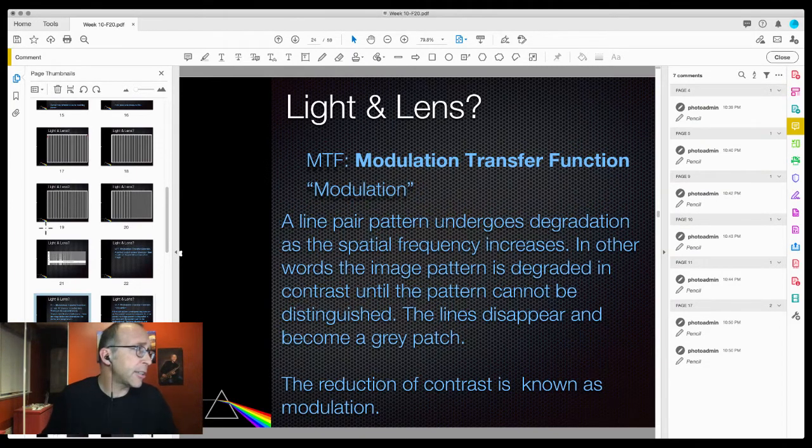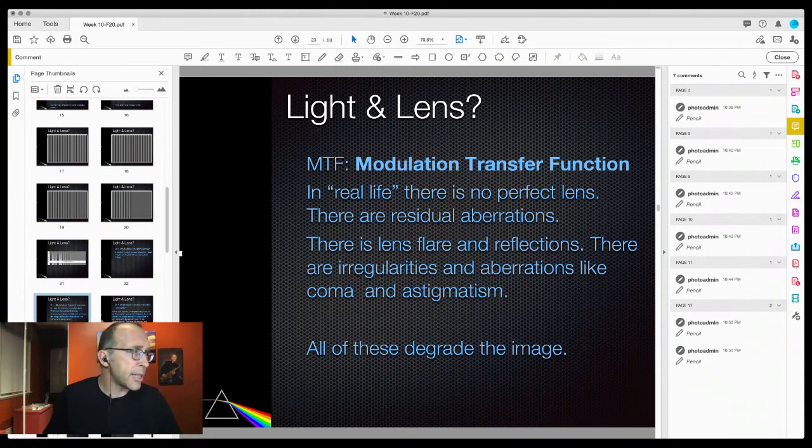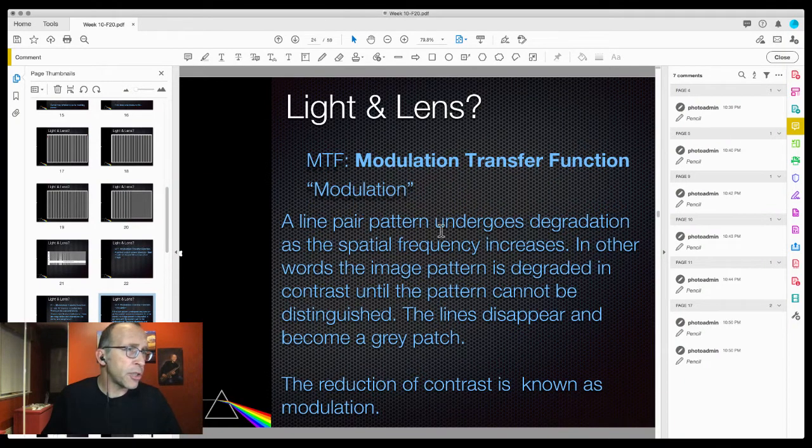And that's what we were looking at here. We see this reduction in contrast that takes place. That's what pretty much always happens. So a line pair undergoes degradation as the spatial frequency increases. Not only do you start to see problems with lens quality, but as the line pairs get smaller and smaller, and we're measuring how good that lens is at reproducing those fine details, you get this reduction in contrast, and we call this modulation. In other words, the image pattern is degraded in contrast until the pattern cannot be distinguished. The lines disappear and become gray. Anyway, the reduction of contrast is known as modulation.